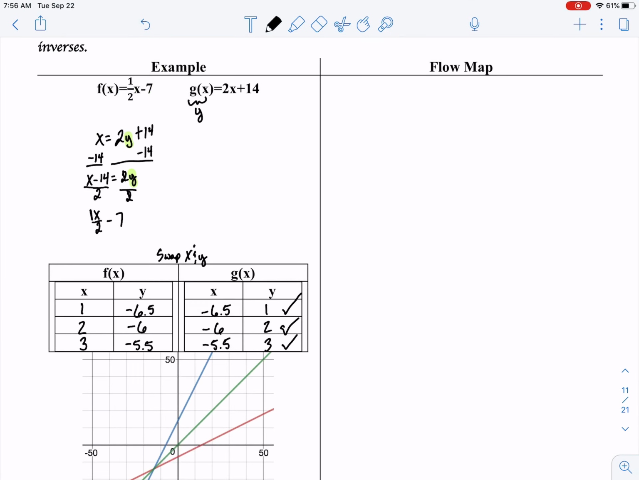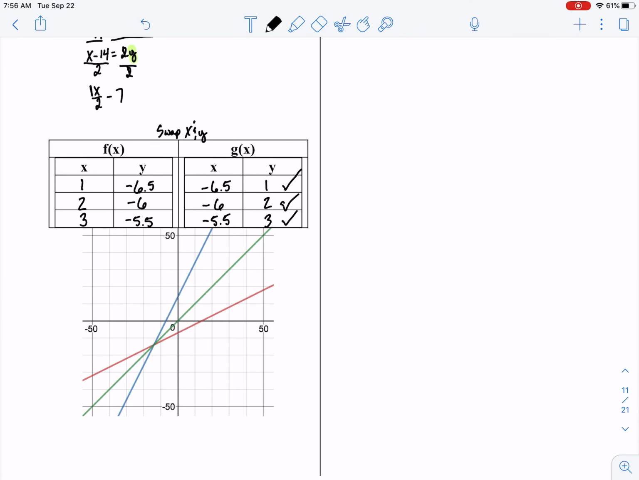The last way is that you can do it by graphing. Right? And this green line is the line y equals x.